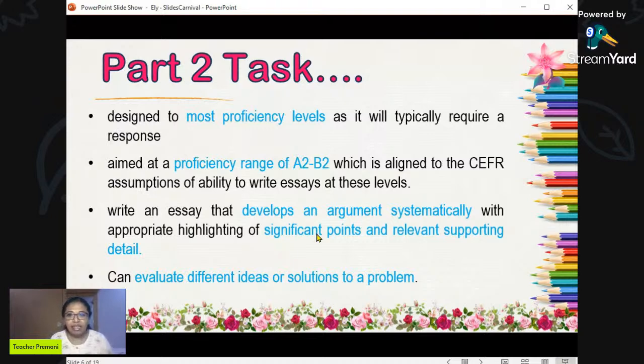Okay, and then here you can evaluate different ideas and solutions depending on the question. If the question is asking about advantages, you can think about the related disadvantages, and write sentences talking about the disadvantages, and then a solution. You have a solution there. It's easy to do.